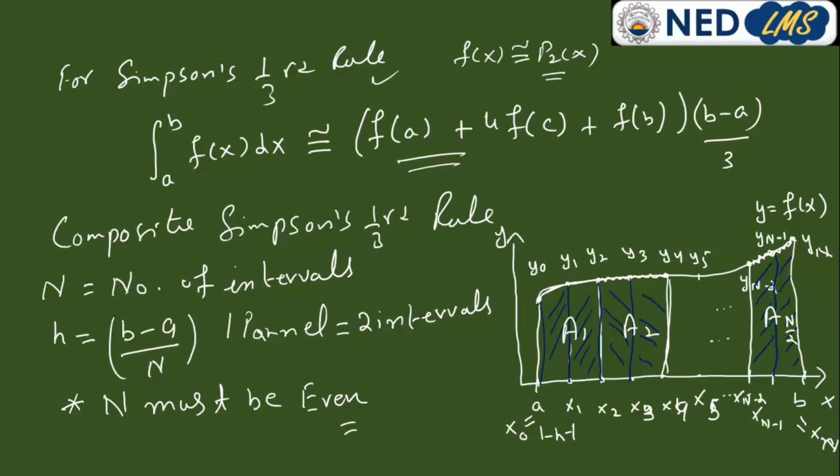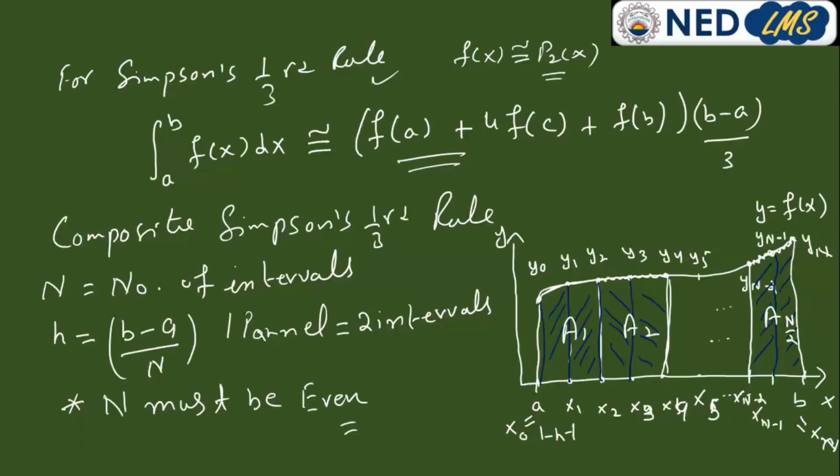So n must be even. That's the main point, student. This is the key crunch. If you do not do that, it will cause a problem. Okay, so I have to apply this general rule of Simpson one third in each panel.